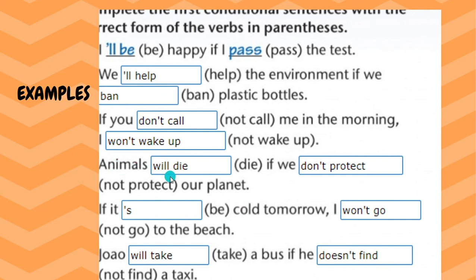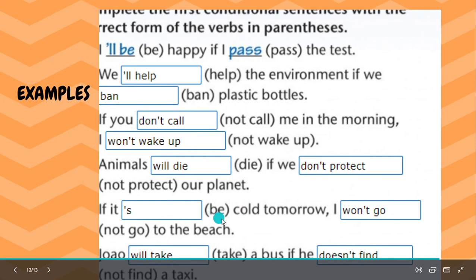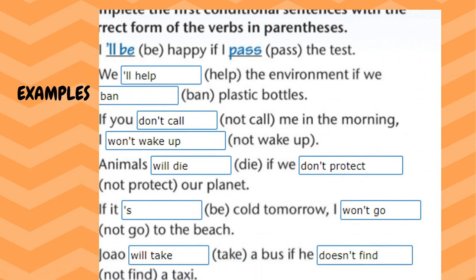Animals will die if we don't protect our planet. Okay, here we have not protect, but we have to use don't. Because here we have we. We don't protect. If it's cold tomorrow, I won't go to the beach. And finally, Joao will take a bus if he doesn't find a taxi. Right? So try to remember this. We need the if clause when we're gonna use simple present, and then we have the future clause or the main clause where we have to use will or won't in the negative form.